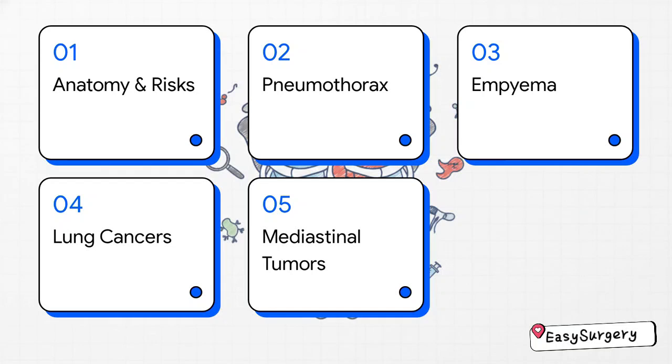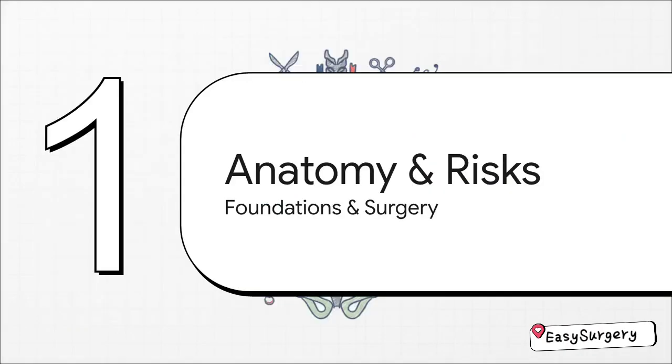First, anatomy and risks. Second, pneumothorax. Third, empyema. Fourth, lung cancers. And we'll wrap it up with number 5, mediastinal tumors. Starting off with Section 1, anatomy and thoracic surgery risks.